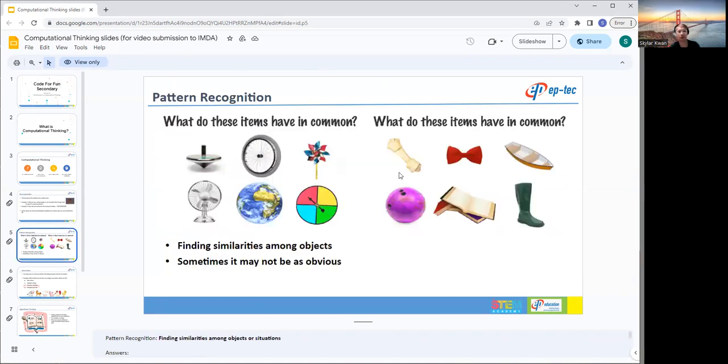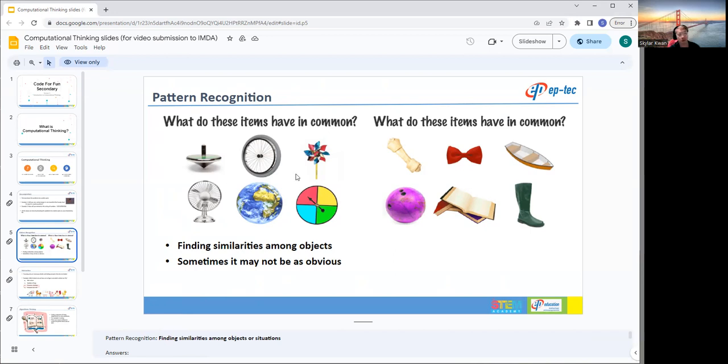Pattern recognition. Can anyone tell me what is pattern recognition? Finding similarities. Yes, finding common patterns. Correct. I believe you guys have been through this in math, where there's a pattern of different shapes, and then they ask you to tell what is the next shape that's going to come out. So, for example, it's circle, circle, square, square, circle, circle. What's the next shape? Square, square, right? Okay. So now, based on these first 6 items here, what do they have in common? What is the similarity? You can try telling me.